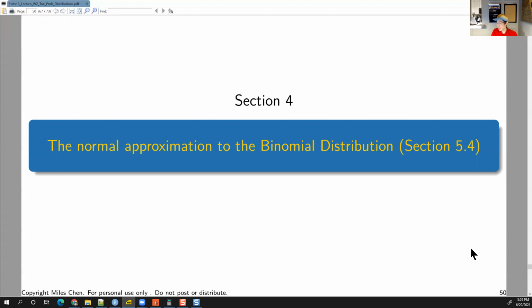All right, I'm going to take a jump in the textbook. Chapter 4 is all about the normal distribution, but we're going to take a leap and jump ahead to section 5.4. On Thursday's lecture, I'll cover the rest of chapter 5, and we'll also get into chapter 6. So a little bit of hopping around here. I think that's okay. We're going to look at the normal approximation to the binomial distribution.